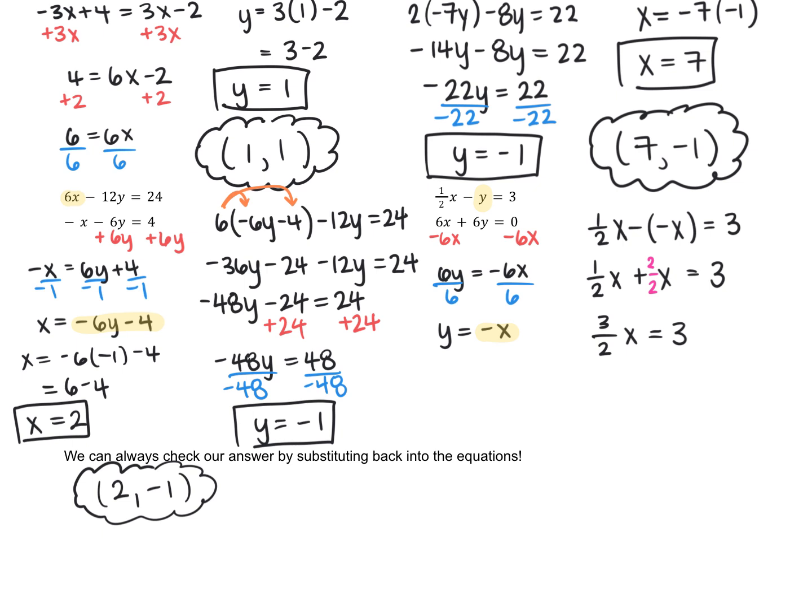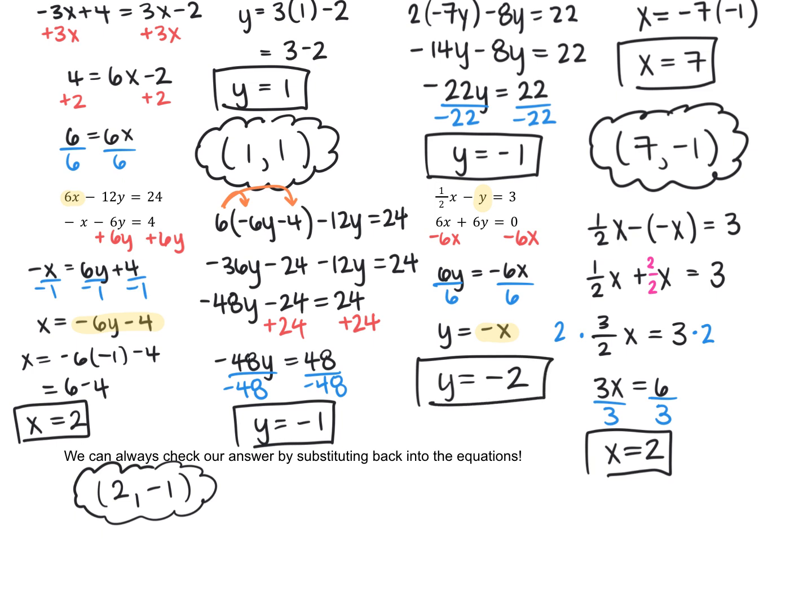Now I want to get rid of the 2 from both sides, so we're going to multiply both sides by 2. So we get 3x equals 6, and then we'll divide both sides by 3, and we get that x is 2. And then y is just -x, so y equals -2. So we get 2 comma -2.